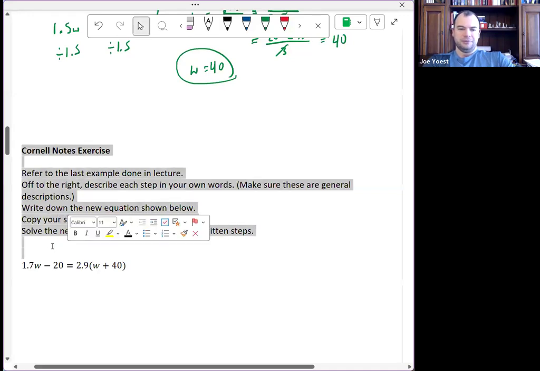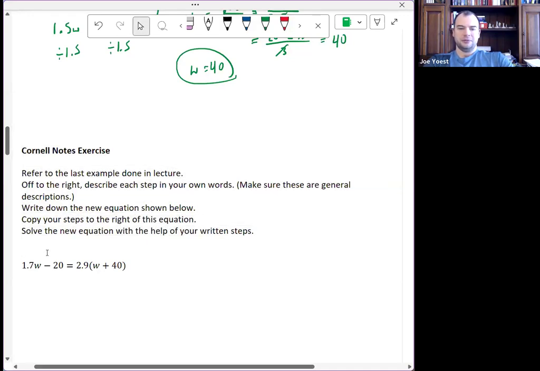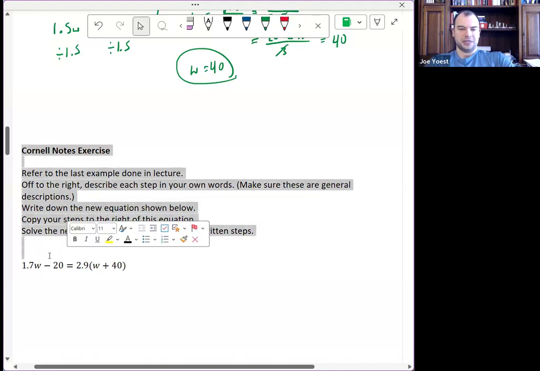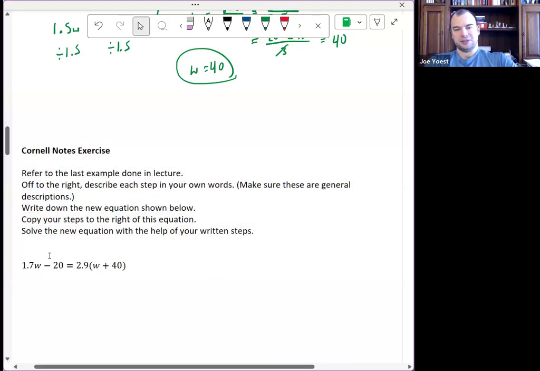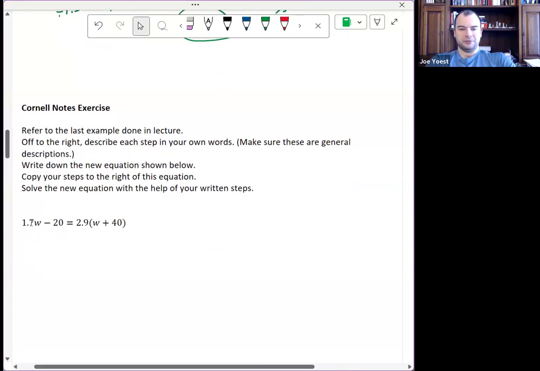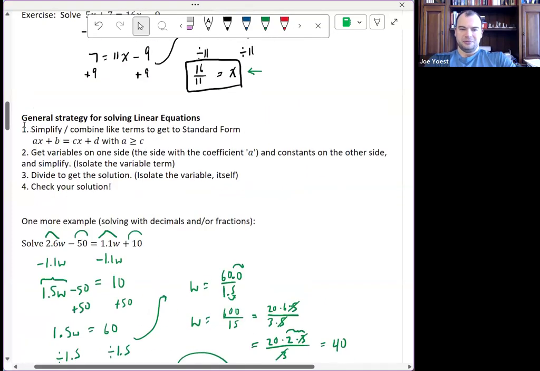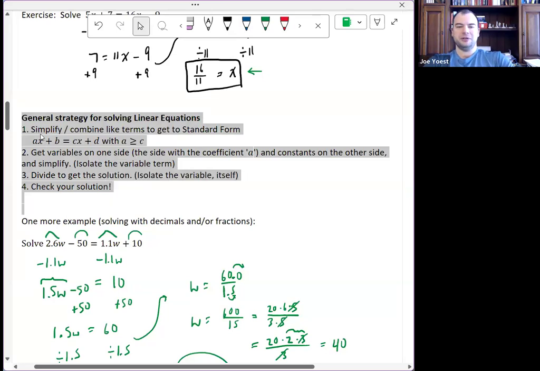Okay, so I'd like to take a few minutes here, maybe actually about 8 or 9 minutes, and do something called a Cornell Notes exercise. Now, I don't think this exercise is going to be super helpful for this particular problem. And the reason is that I've kind of almost done it for you here in this general strategy. So if you need a hint as to what to do, take a look back at this general strategy.